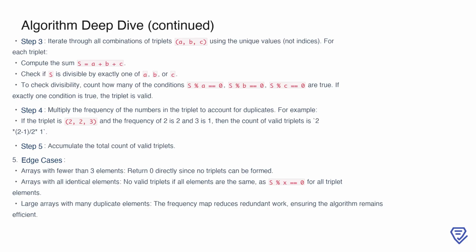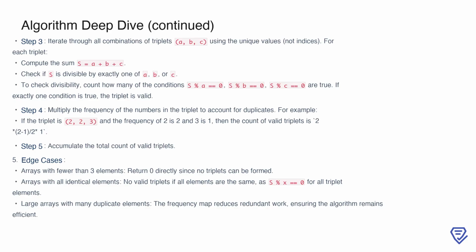For each triplet, we calculate the sum S equals A plus B plus C and check whether S is divisible by exactly one of the three elements. To do this, we count how many of the conditions S % A equals 0, S % B equals 0, and S % C equals 0 hold true. If exactly one of these conditions is true, the triplet is valid.